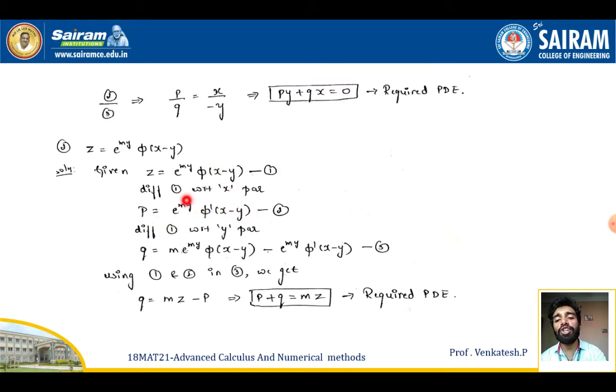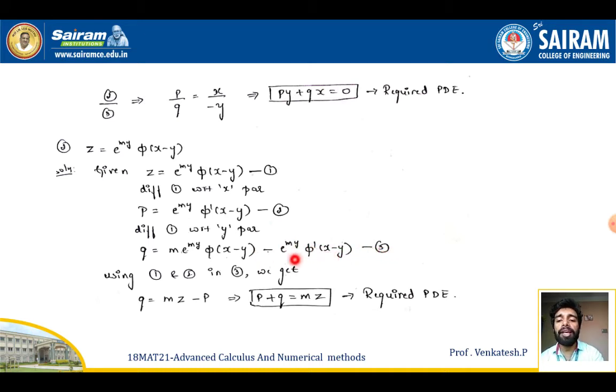Again differentiating equation number 1 with respect to y, I will get dou z by dou y, which is equal to q. Here we have two functions in terms of y, so I am going to use the product rule. I keep e power my as it is, and differentiating phi of x minus y, I will get phi dash of x minus y, and differentiating minus y, I will get minus 1. So only I got a negative sign here. Call it equation number 5.